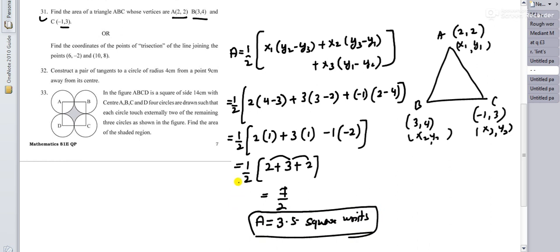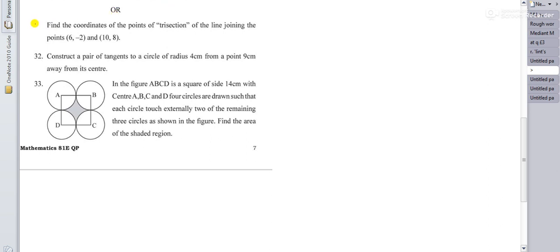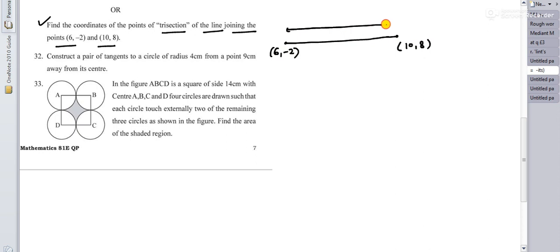Next, coming to the OR question. Yes, so the next question says, find the coordinates of the points of trisection of the line joining the points 6 comma minus 2 and 10 comma 8. So what is a trisection? See, if this is the line, okay, this is 6 comma minus 2 and this is 10 comma 8. Trisection means this complete line is divided into 3 equal parts. Okay, so this is one part, this is another.